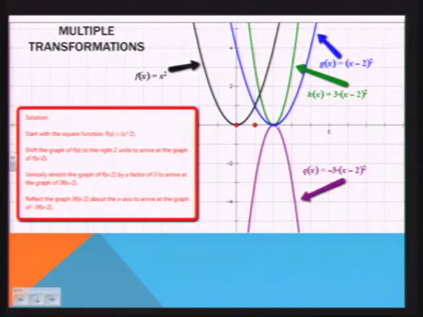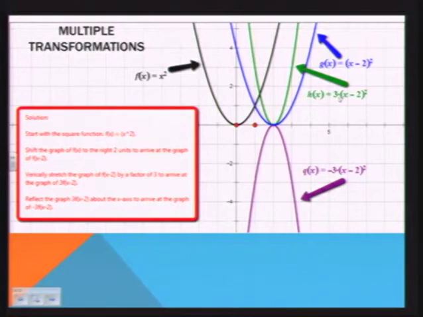Now let's take a look at what we will be doing in the next case to arrive at the next function, which would be h of x, which equals 3 times (x minus 2) squared. Now note, you're doing a vertical stretch, the transformation that we just talked about on the previous page. So note that the vertical stretch of the graph is by a factor of 3 to arrive at the graph of 3 times f of x minus 2.